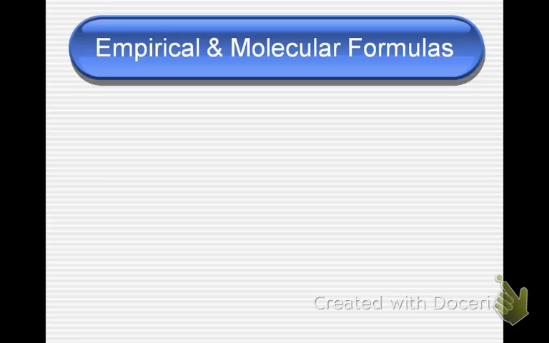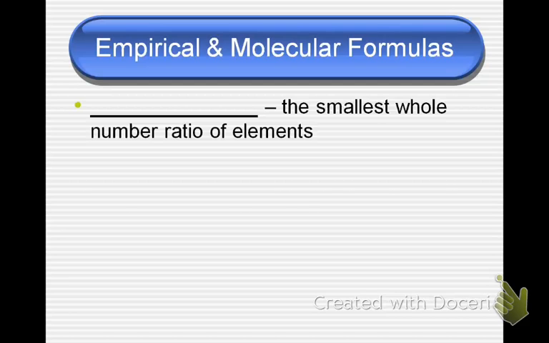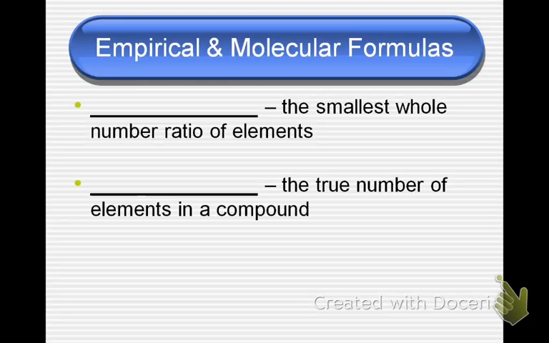Alright, we've taken a look at percent composition. Now we're going to take a look at empirical formulas. But in order to talk really about what an empirical formula is, we have to compare it to a molecular formula. So there's two types of formulas. What we've been dealing with so far have always been the molecular formula. An empirical formula, though, is the smallest whole number ratio of elements.